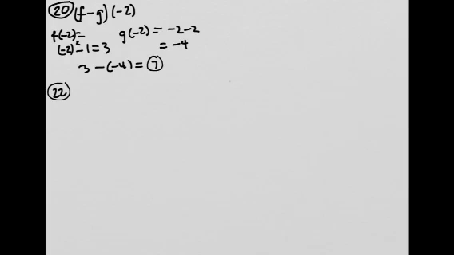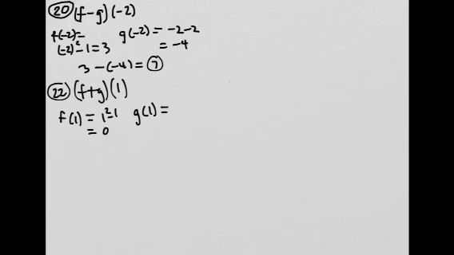22 says f plus g of 1. We'll do the same thing. I'll evaluate f of 1. So then that gives me 1 squared minus 1, which is 0. And then g of 1, which is 1 minus 2, which is -1. And so 0 plus -1 is -1.